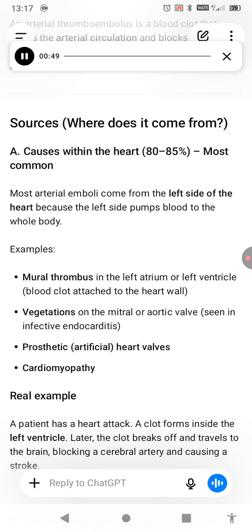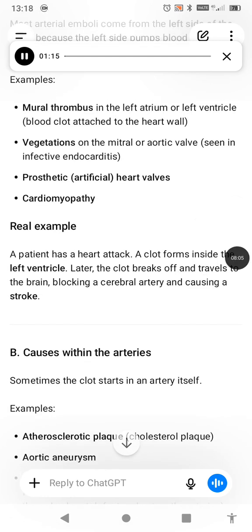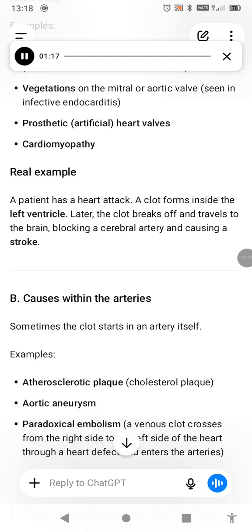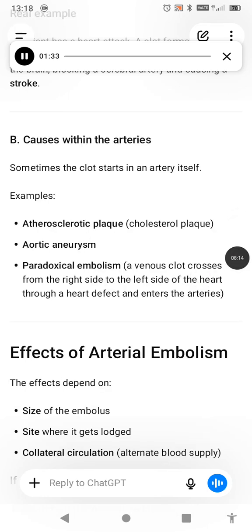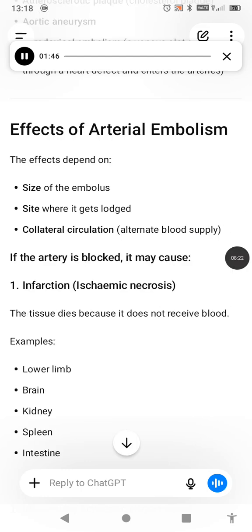Most common. Most arterial emboli come from the left side of the heart because the left side pumps blood to the whole body. Example, a clot inside the left ventricle. Later, the clot breaks off and travels to the brain, blocking a cerebral artery and causing a stroke. B. Causes with paradoxical embolism. A venous clot crosses from the right side to the left side of the heart through a heart defect and enters the artery. Consequences depend on the size of the embolus, the site where it gets lodged, collateral circulation, and alternate blood supply.